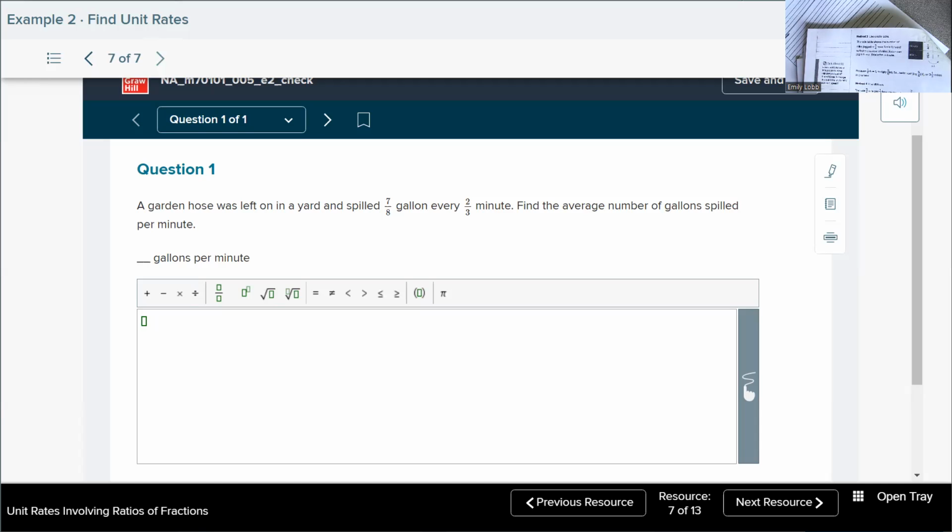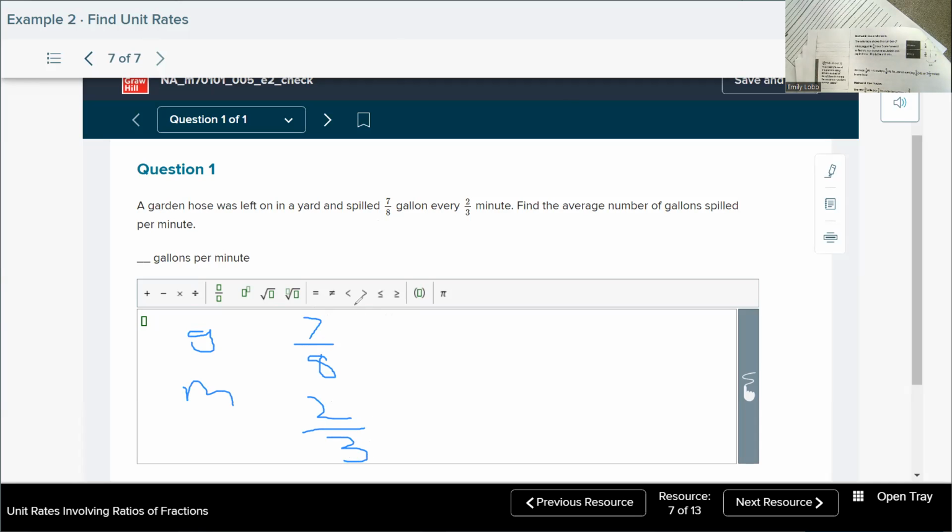All right, hopefully you're getting something written down. So what method would you like me to use in the show? What do you want me to use, Carter? The ratio table. All right, so I like the ratio table. Our ratio is 7/8, right? So you have gallons and minutes. I know it's kind of a crude drawing, but my minutes is 2/3 of a minute here.